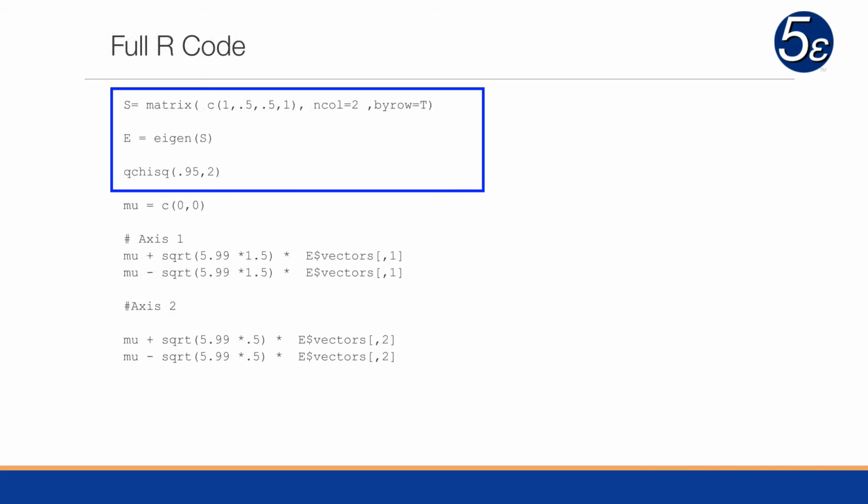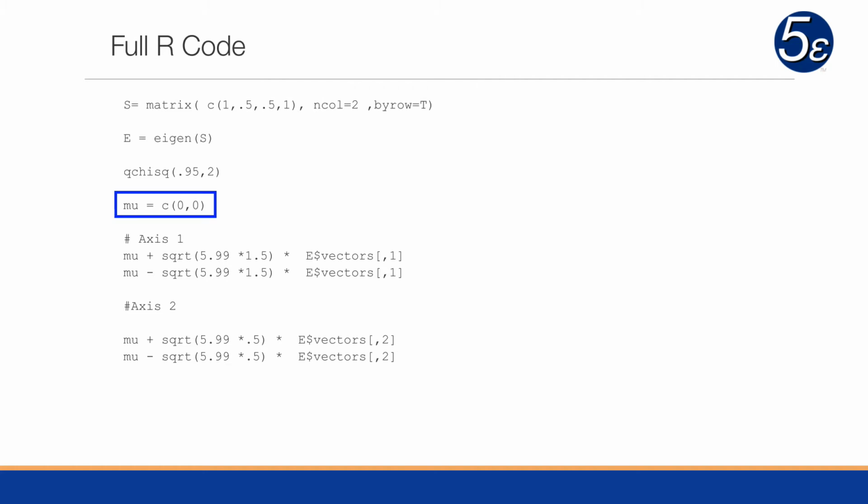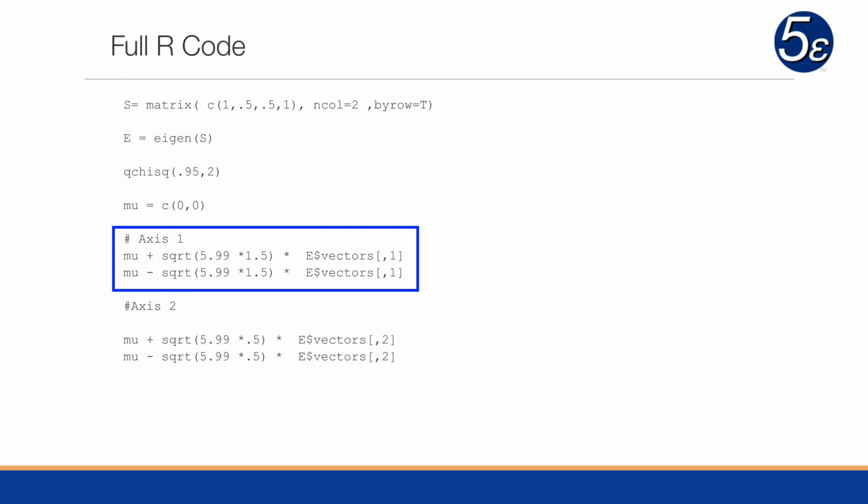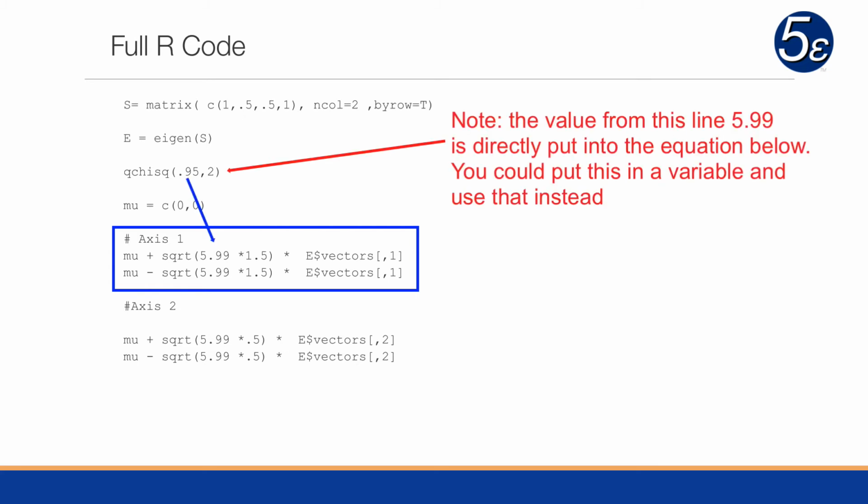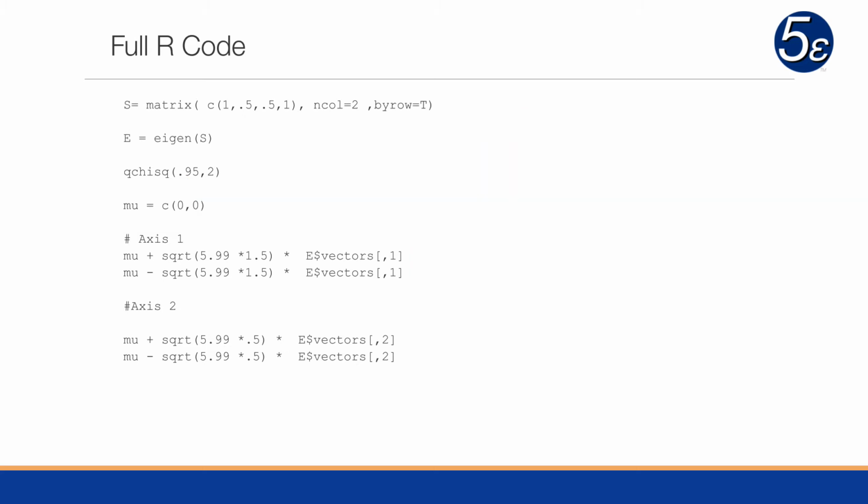Here's what it looks like in the R code. Again, we've run the first 3 lines. We have our mu centered at 0, 0 as our vector. And we have our axis 1, mu plus the square root of 5.99 times 1.5, and mu minus square root of 5.99 times 1.5. Both are multiplied by the eigenvectors for column 1 and the eigenvectors for column 2.